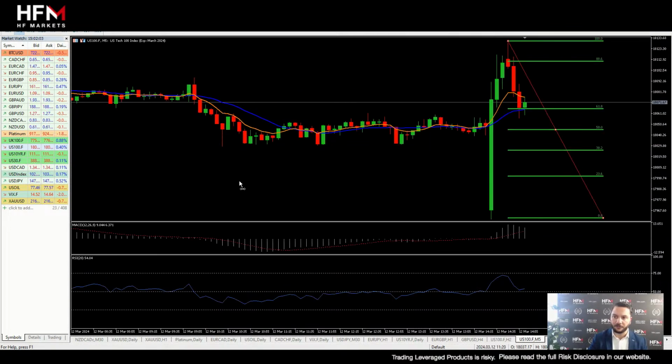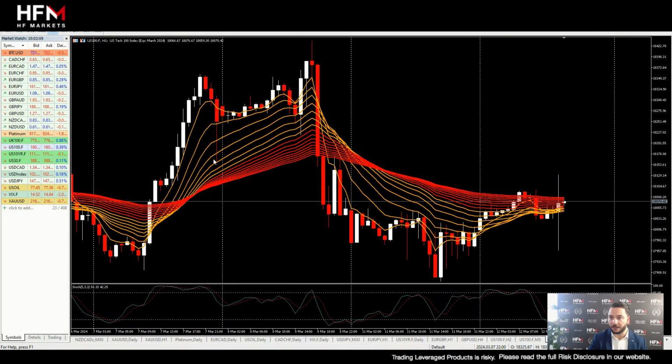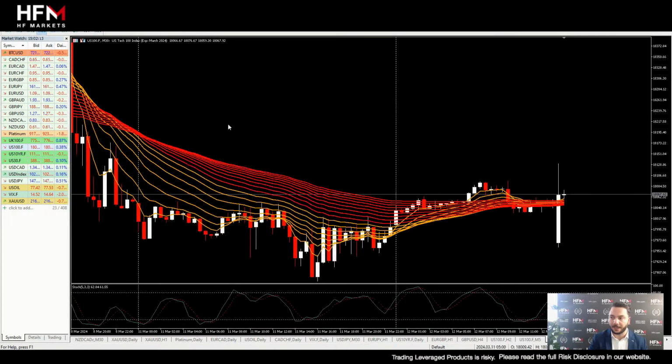Now, if we're going to look at our regression channel and look at that moving the Nasdaq, so the US 100. You can see again the regression channel is thinned.